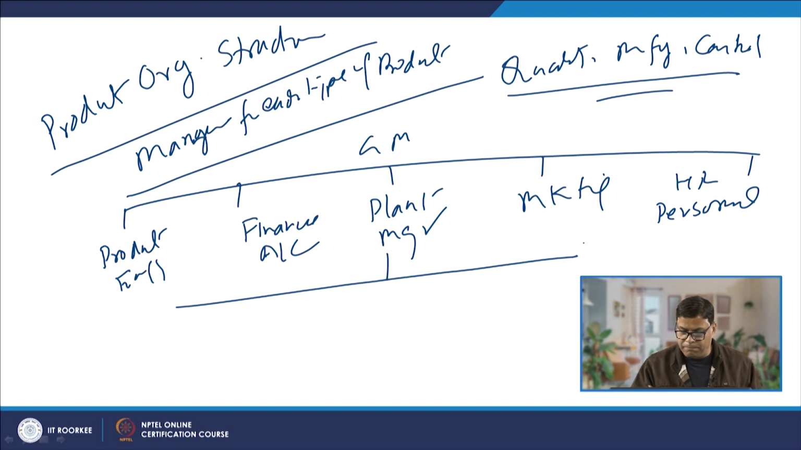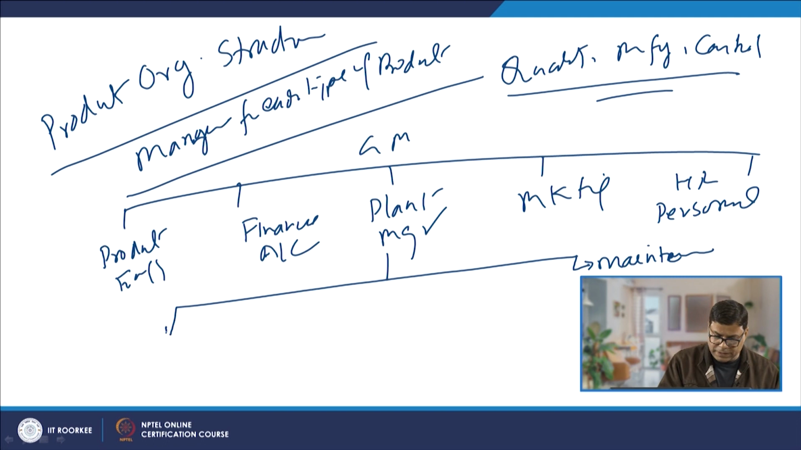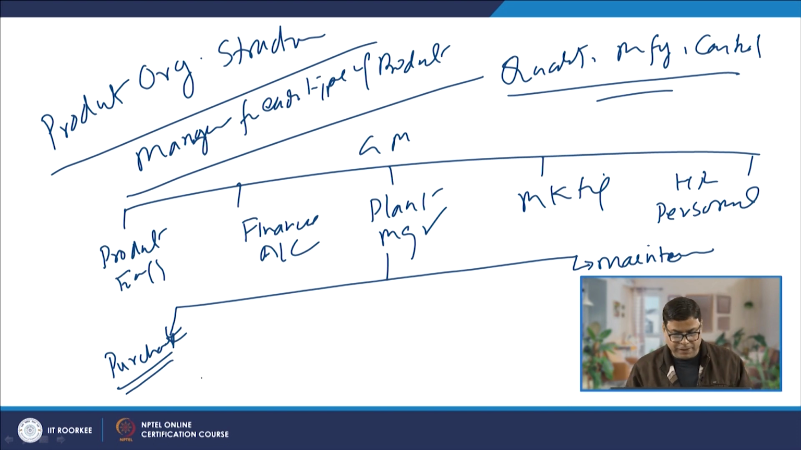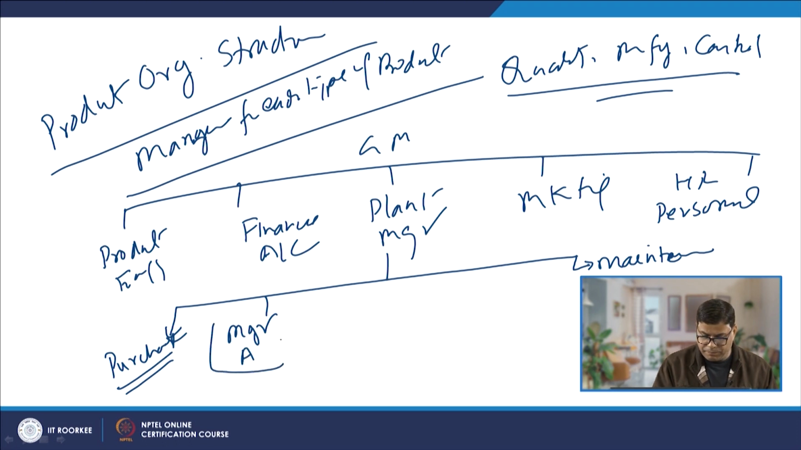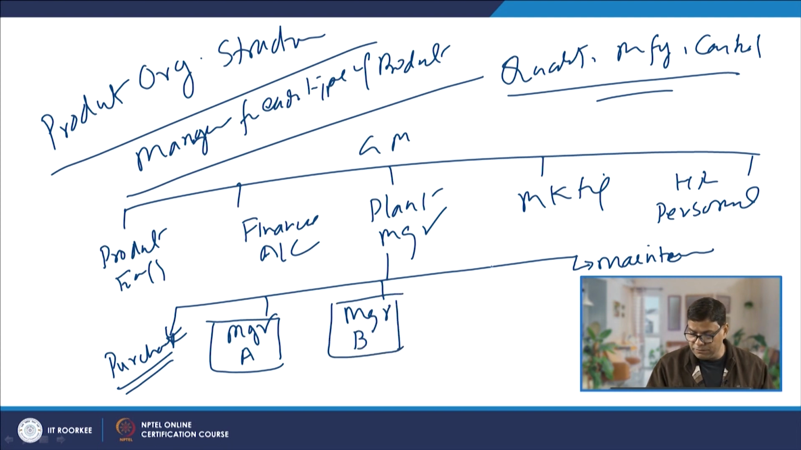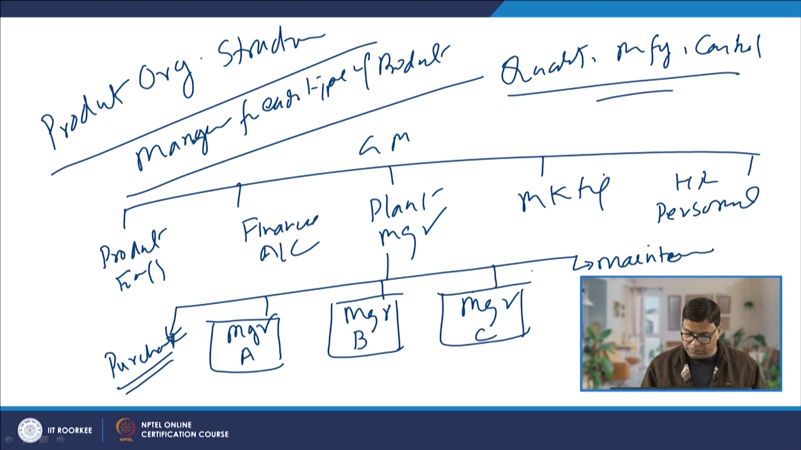That difference is that the plant manager is responsible for the maintenance of the facilities. Then on the other hand there is purchase, making available all the resources needed for the manufacturing, and then we have the manager for product A, manager for product B, manager for product C. Likewise, as per the size and the diversity of the organization, it may manufacture a variety of products.